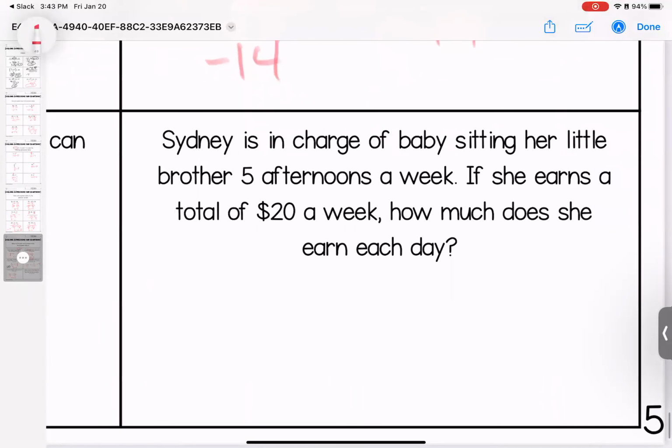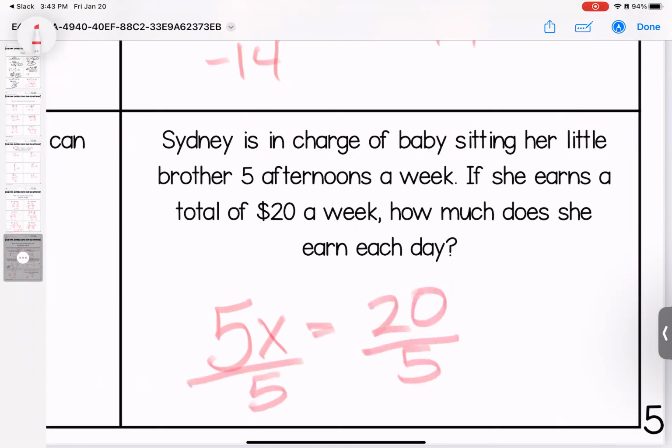Last one is Sydney is in charge of babysitting her little brother 5 afternoons a week. If she earns a total of $20 a week, how much does she earn each day? So she babysits for 5 days. She gets paid an unknown amount each day and makes $20. If we divide both by 5, we find that Sydney is earning $4 a day to babysit.